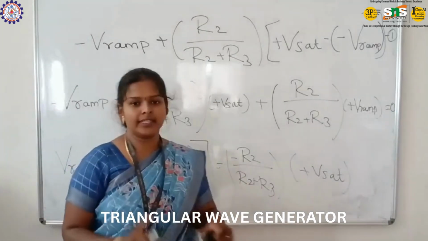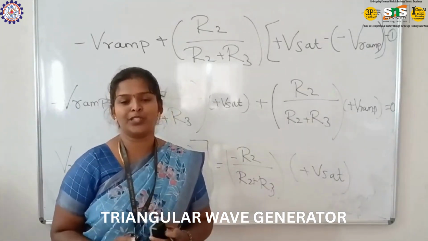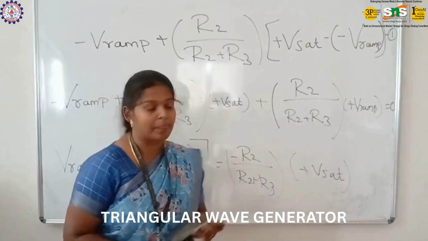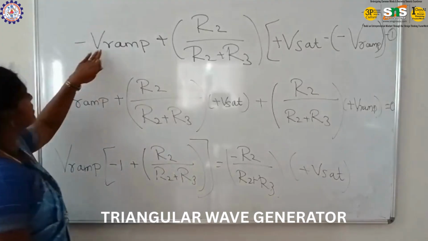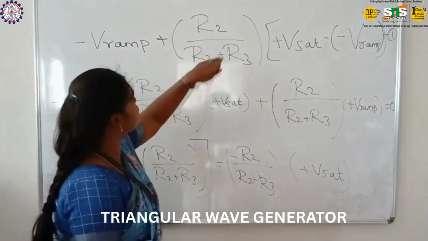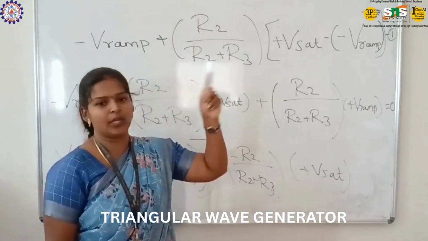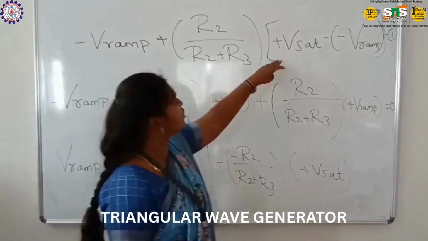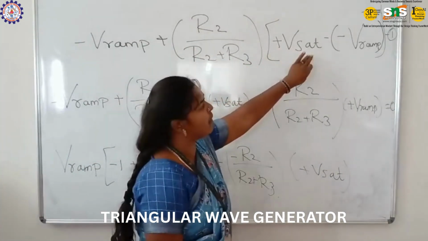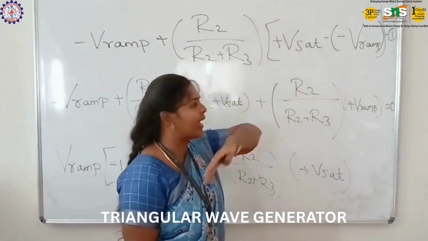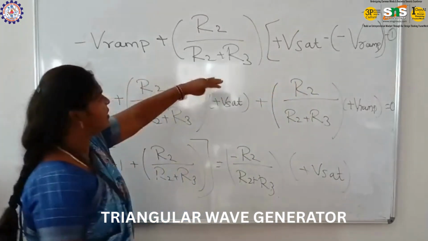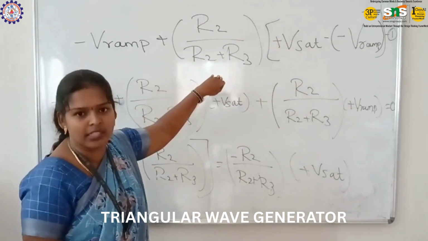The triangular wave. Let us find the frequency and amplitude of our triangular wave. Initially, minus Vramp times R2 by R2 plus R3, because we used only two resistors, R2 and R3, and into plus V saturation minus Vramp. So in this condition the effective voltage is 0.